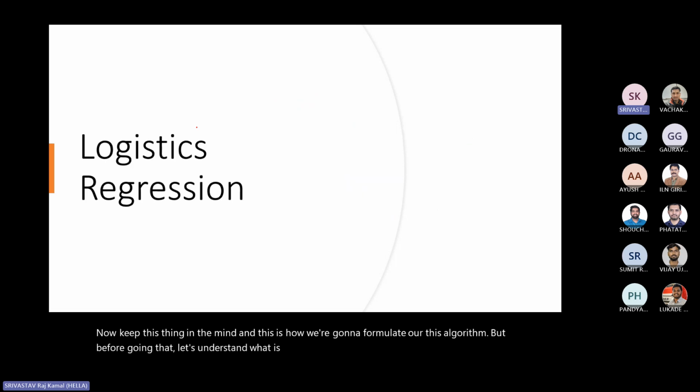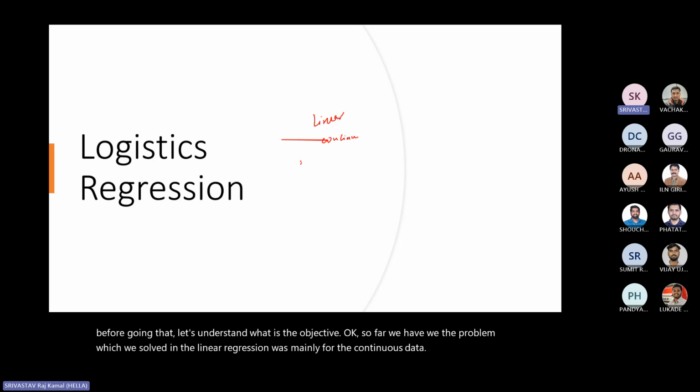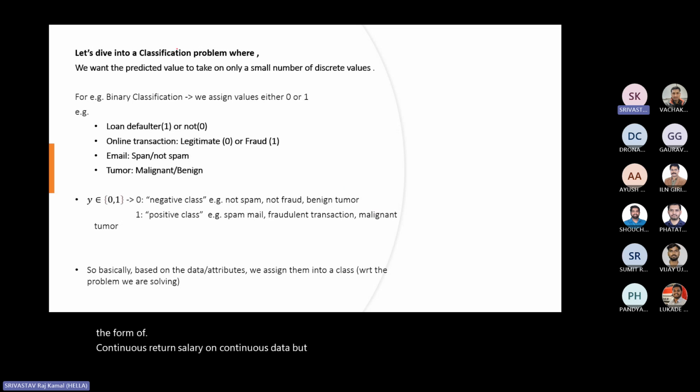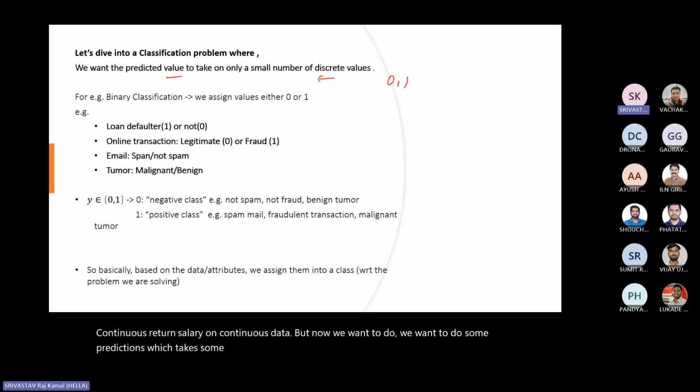So far, the problem which we solved in linear regression was mainly for continuous data. Why continuous? When we talk about salary or price, these are continuous data in decimals, floats, doubles. The nature of the data which we try to predict is continuous. But now we want to do predictions which take discrete values, either 0 or 1. So basically we want to do classification.